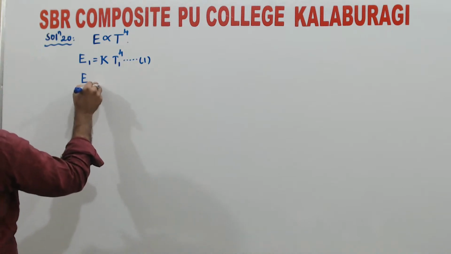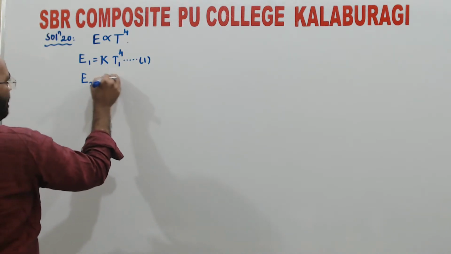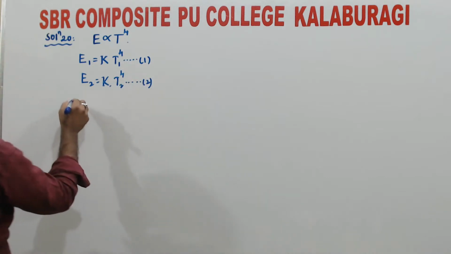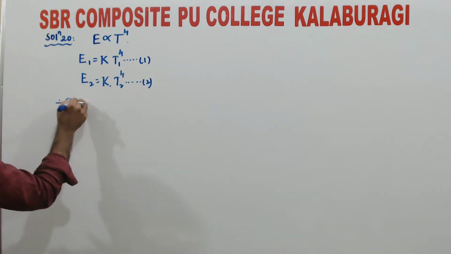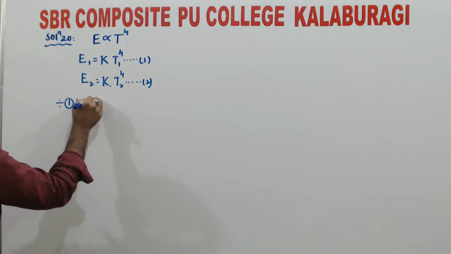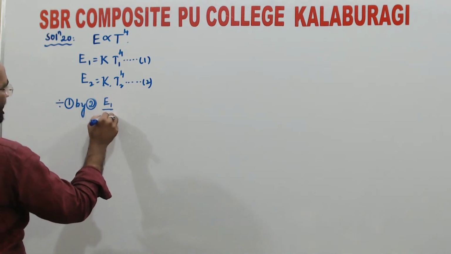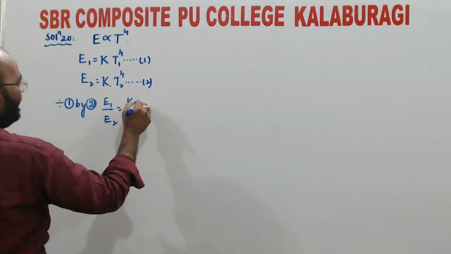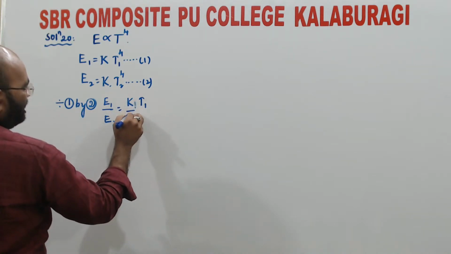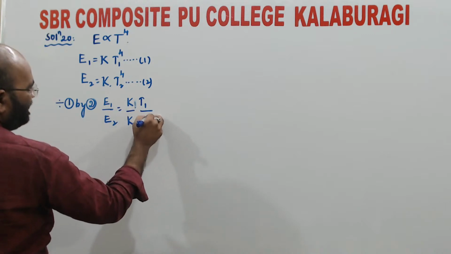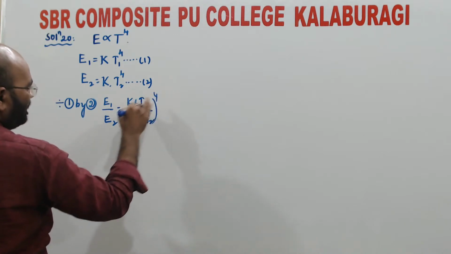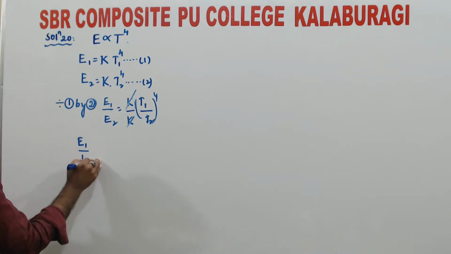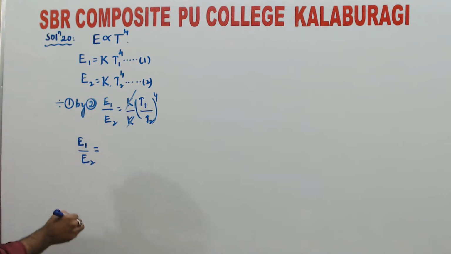Similarly, E2 is equal to K into T2 to the power 4, say equation number 2. Then dividing equation 1 by 2, we get E1 by E2 is equal to K into T1 to the power 4 divided by K into T2 to the power 4. K and K will be cancelled. So E1 by E2 is equal to T1 by T2 whole to the power 4.